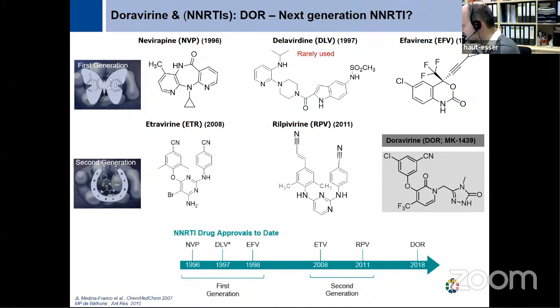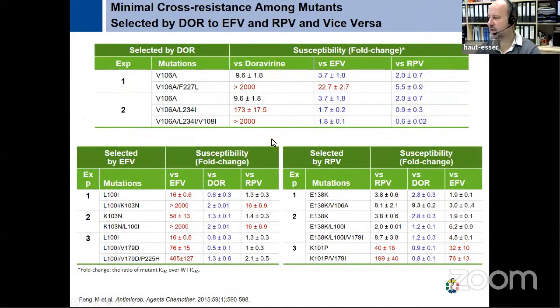And this is the horseshoe, a different chemical structure. If you look at the resistance testing from the laboratory, you see a different resistance profile. The main mutation for resistance to doravirine is V106A, especially in combination with L234E or 108 or 227. So it's expected that perhaps doravirine still works if rilpivirine or efavirenz is already resistant after virological failure.